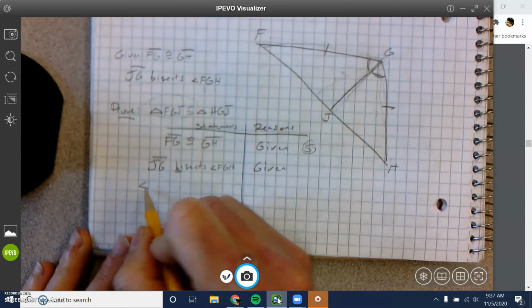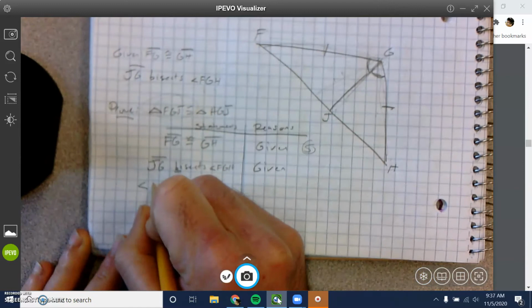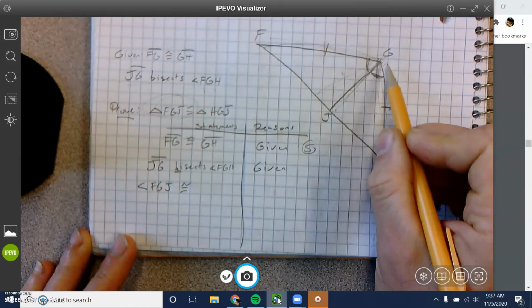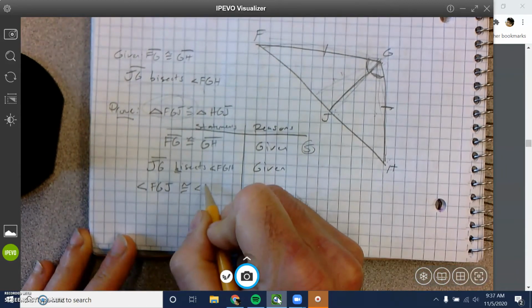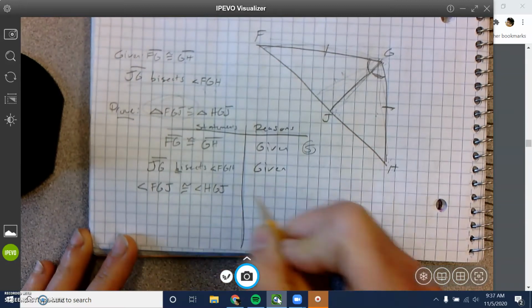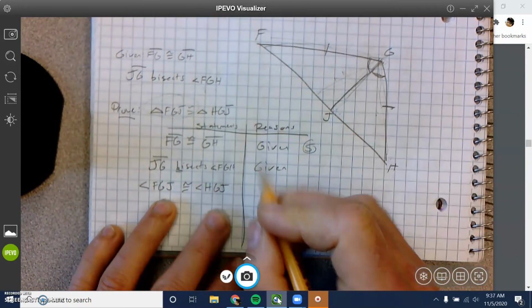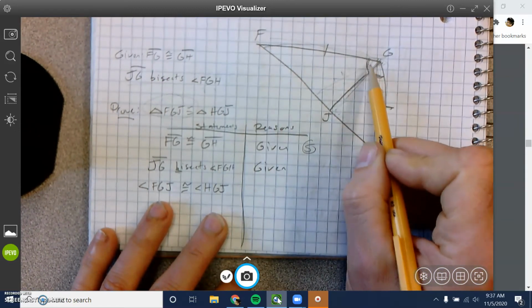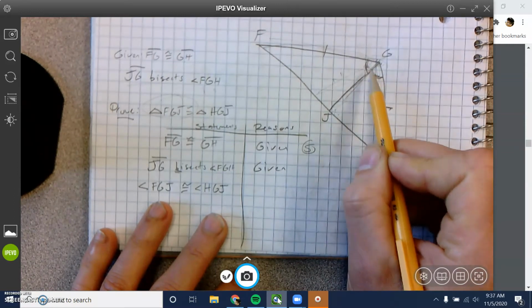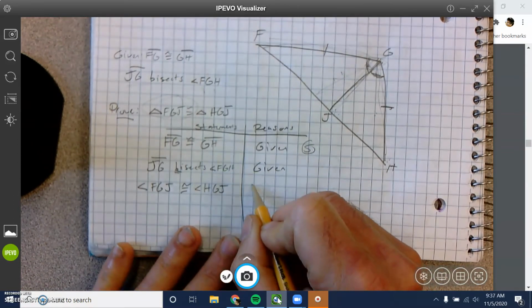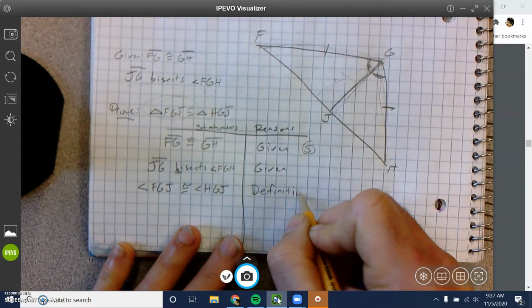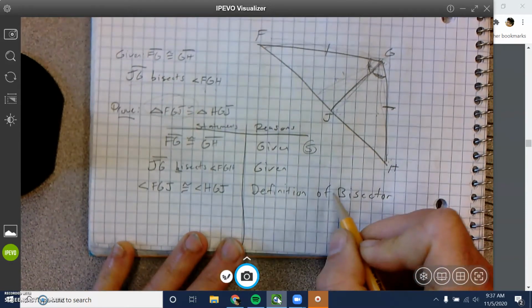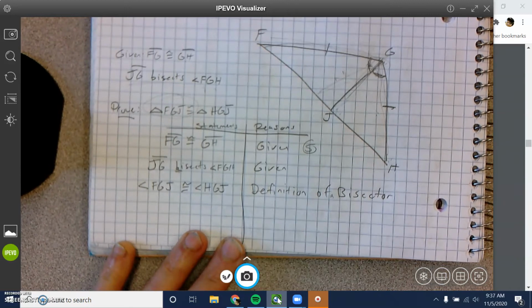So let's cite them. So angle FGJ is congruent to angle HGJ. Why? That's not given. How do we know? Because that's what a bisector is. A bisector cuts an angle or a line in half into two equal pieces. And equal means congruent. So this is going to be definition of a bisector. If you want to put a in there, that's cool. Definition of a bisector.